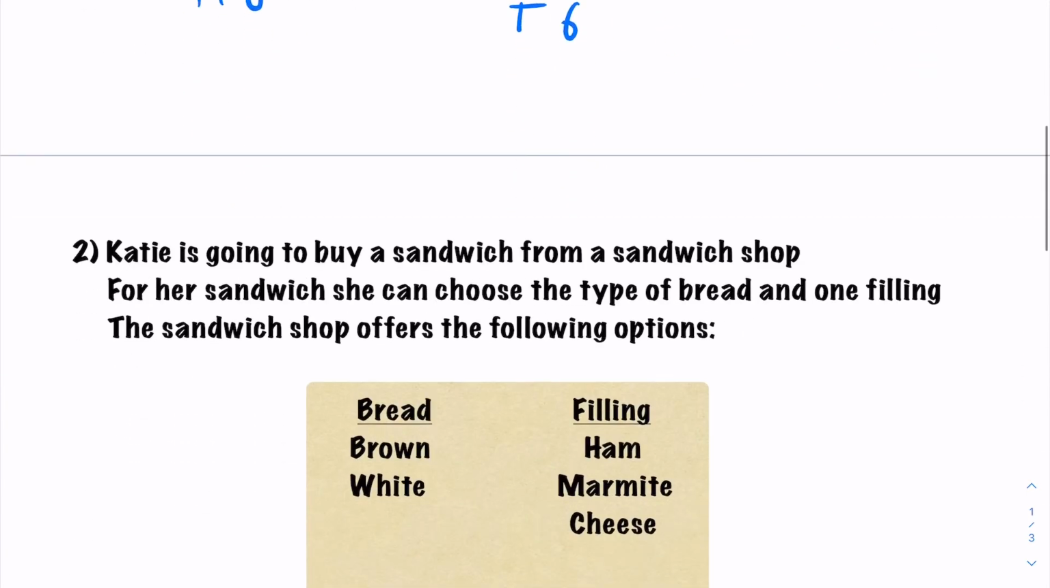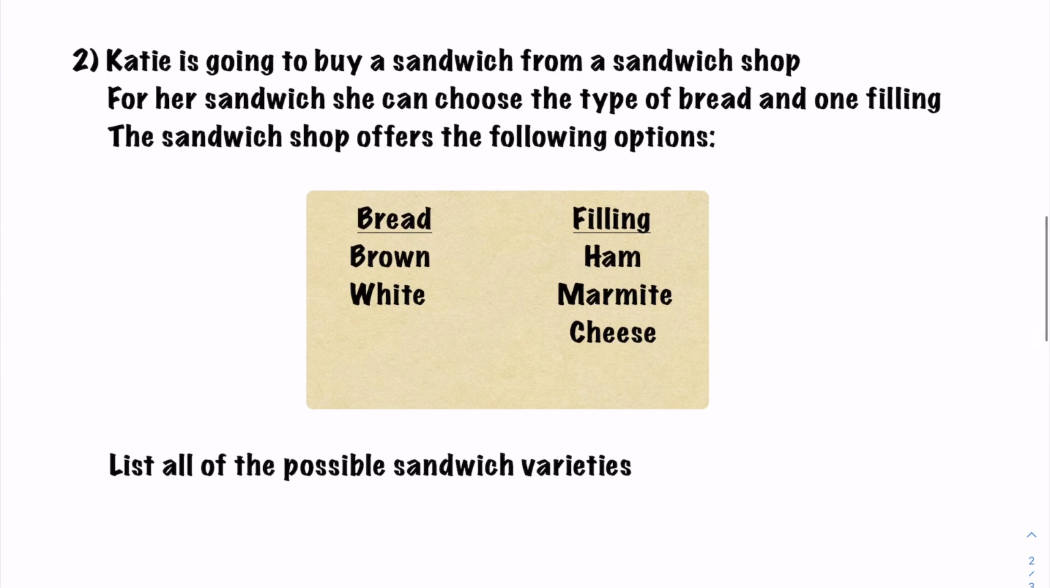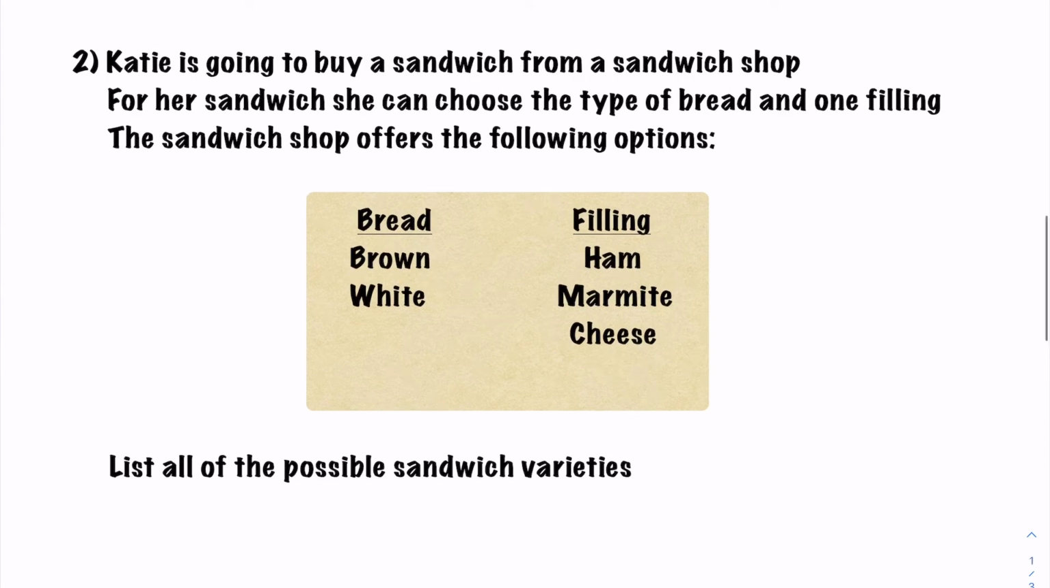Okay. Next up, question number 2. So Katie is going to buy a sandwich from a sandwich shop. For her sandwich, she can choose the type of bread and one filling. The sandwich shop offers the following options. So the types of bread we've got, just brown and white, and we've got 3 different fillings on offer: ham, marmite and cheese. So list all of the possible sandwich varieties.